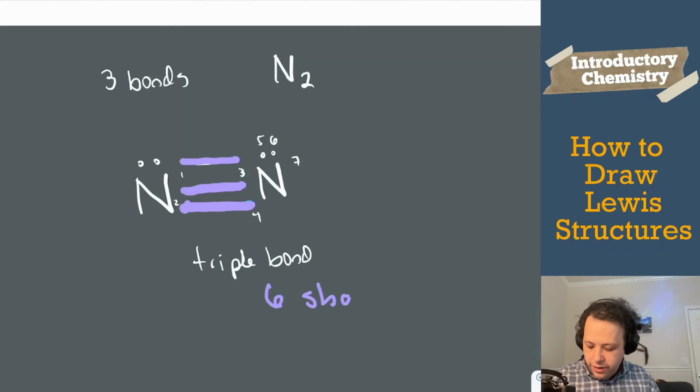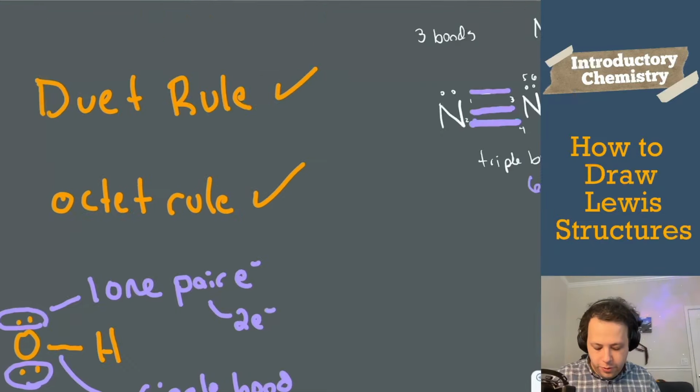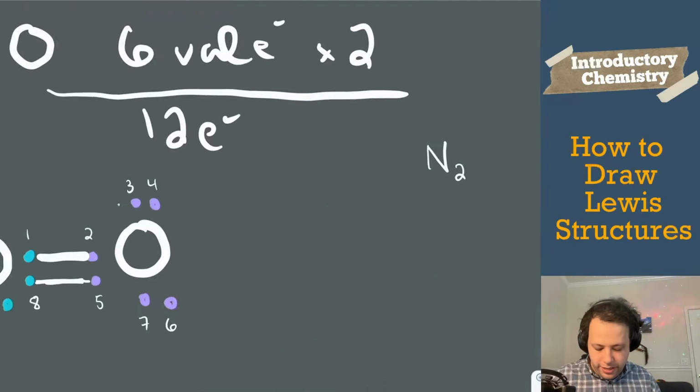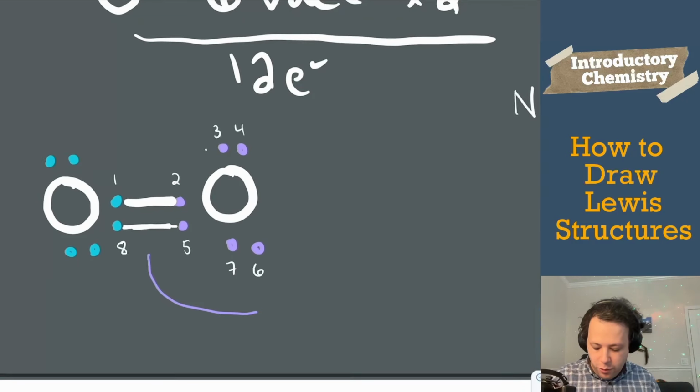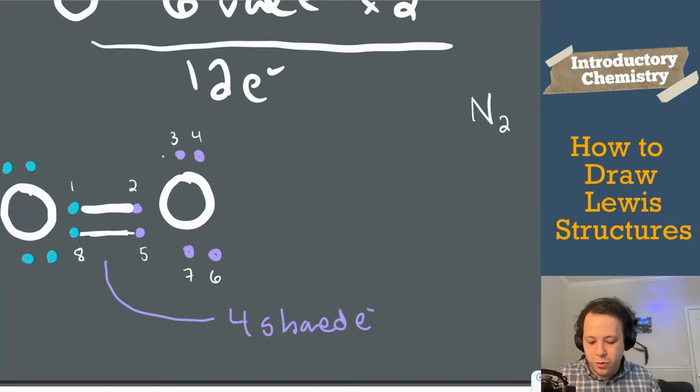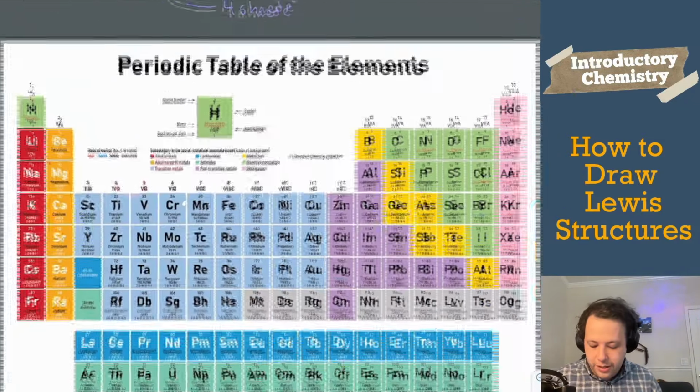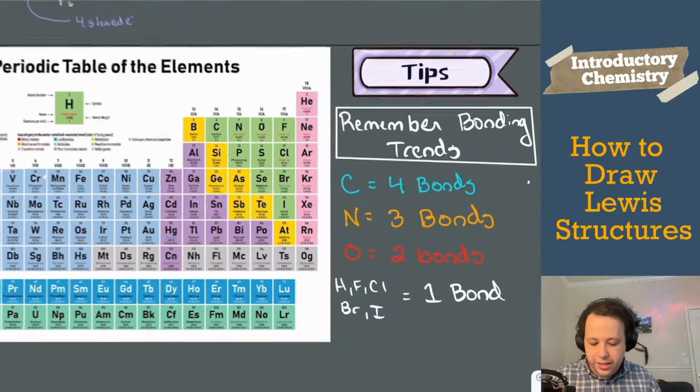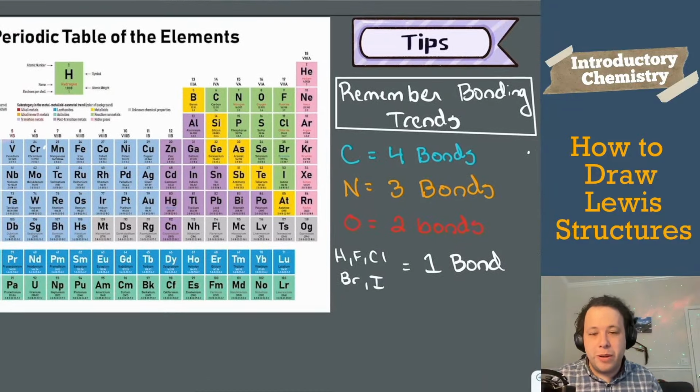6 shared electrons. When we did a double bond earlier with oxygen, we had a total of 4 shared electrons. So with every bond, every line you're drawing, you're adding more electrons that are being shared. With that, there's a small tip you can try to remember for how to quickly draw these. One thing you might have noticed is that depending on the number of valence electrons, there are bond trends that we can see.